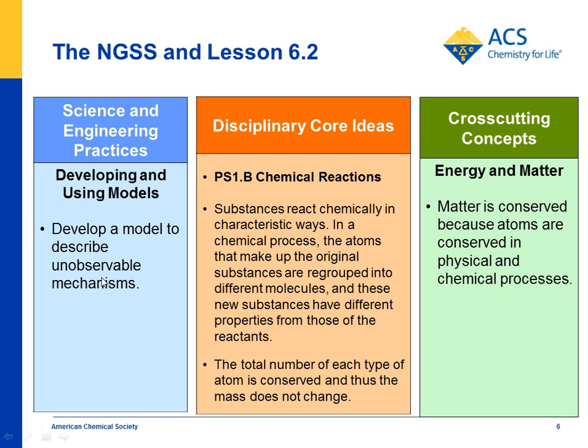So students develop a model to describe unobservable mechanisms. In this case, the model would be the equation for the chemical reaction. Students can use that to understand what's happening down at the atomic level. For disciplinary core ideas, substances react chemically in characteristic ways. Well, they see that vinegar and baking soda react in a way that produces a gas. They also see that the number and type of atoms is conserved and that the mass doesn't change. For crosscutting concepts, there's the idea that matter is conserved because the atoms are conserved in physical and chemical processes. In this case, it's a chemical process, a chemical reaction.